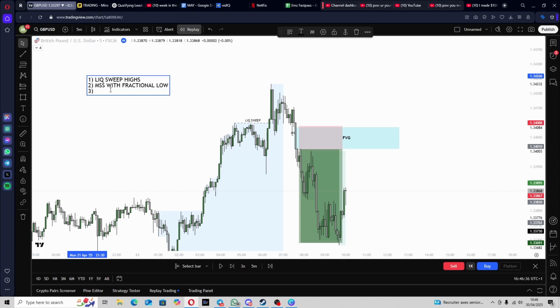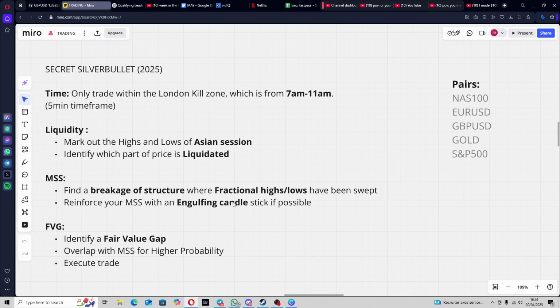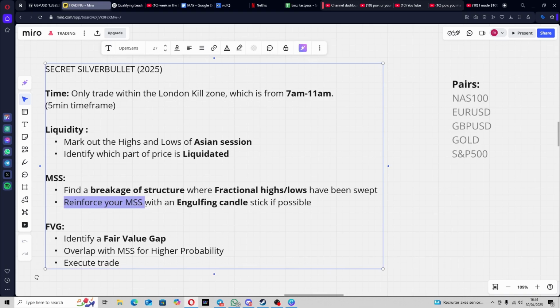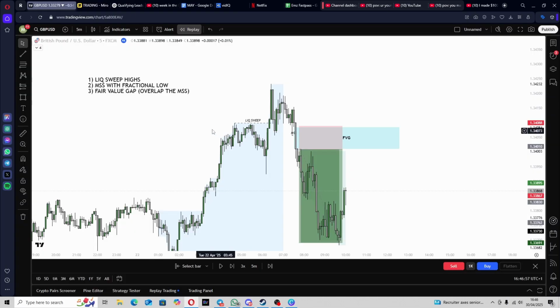The next thing is we actually did get the fair value gap, which actually did overlap the market structure shift, right? As you can see in the checklist that I had here, we can reinforce our market structure shift within an engulfing candlestick if it's possible, right? If it's possible, it just adds more conviction and adds more weight onto the strategy and onto the win rate of the strategy, right?